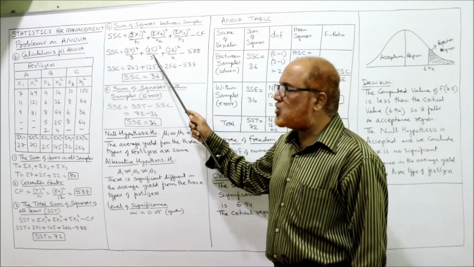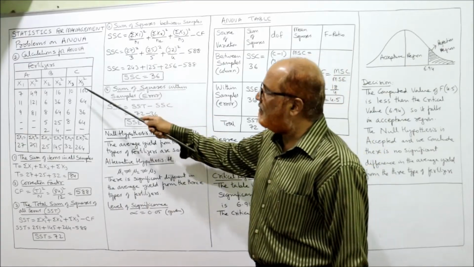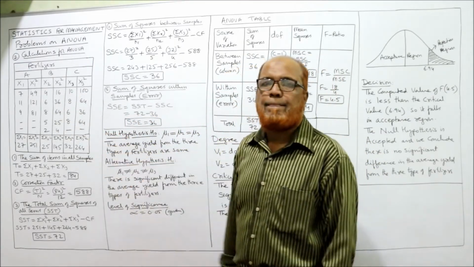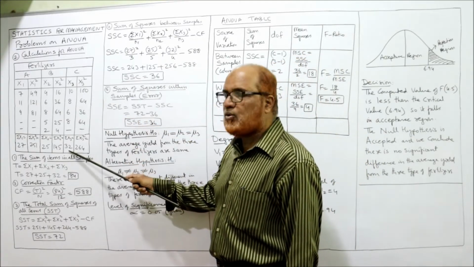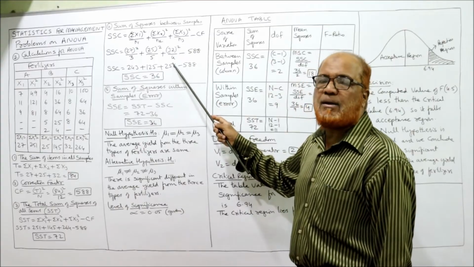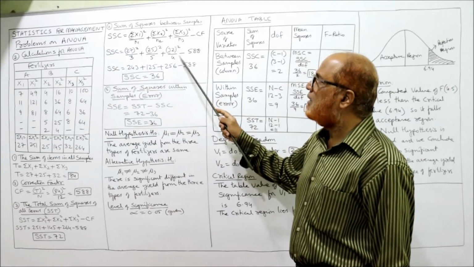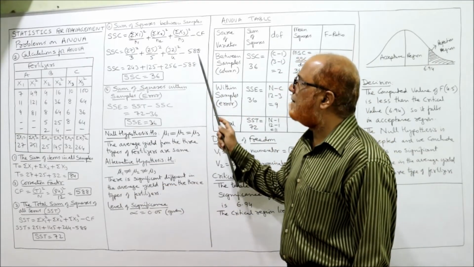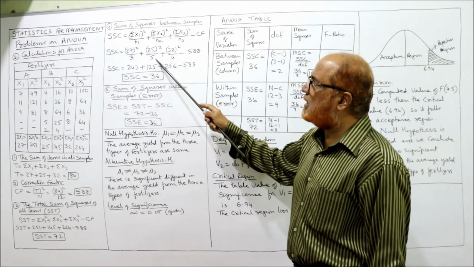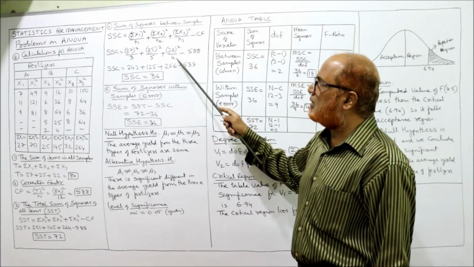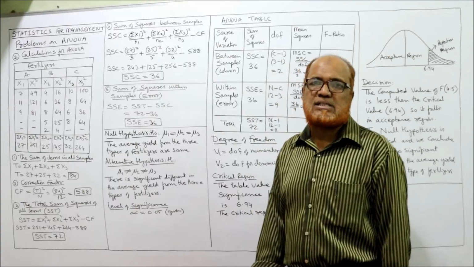Then x2 whole square, x2 is 25. So 25 whole square divided by 5 because 5 items are there. 1, 2, 3, 4, 5. n2 is equal to 5. Then x3 is 32. 32 whole square divided by 4. 4 items are there. n3 is equal to 4. Minus CF. CF is 588. So 21 whole square divided by 3 you will get 243. 25 whole square divided by 5, 125. 32 whole square divided by 4, 256, minus 5. So SSC we got 36.